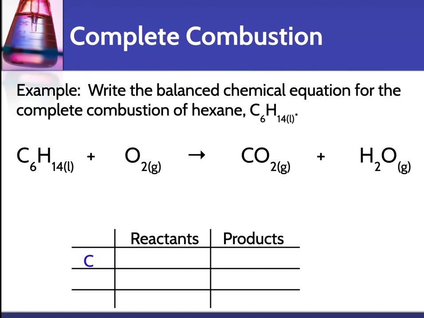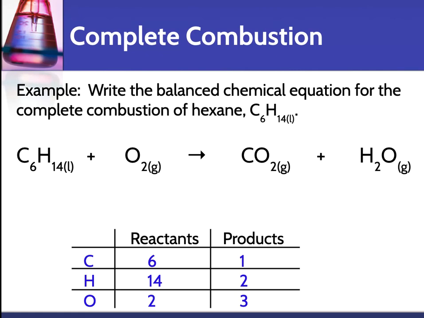So we've got carbon atoms, hydrogen atoms, and oxygen atoms. On the reactant side, we've got 6 carbon, 14 hydrogen, 2 oxygen. On the product side, we have 1 carbon, 2 hydrogen, and 3 oxygen. When you're balancing combustion reactions, you want to leave the oxygen for last.